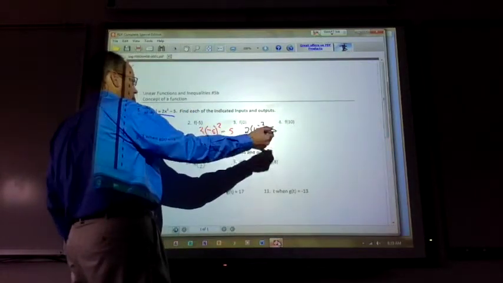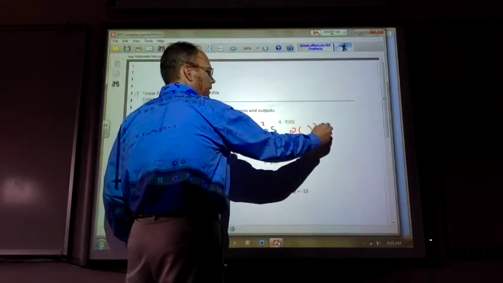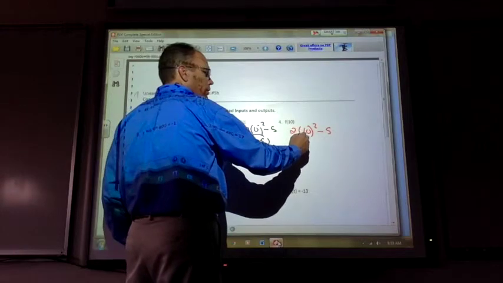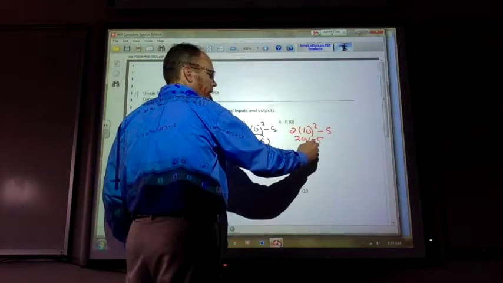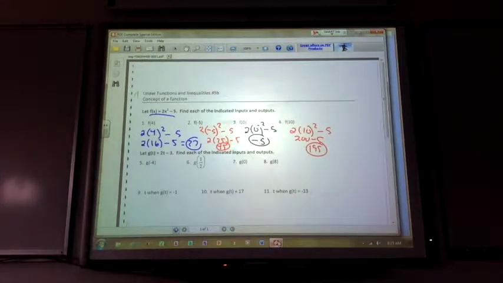And then plugging 10 in. Again, there was an x there originally. I'm now going to put a 10 there. 10 squared is 100, times 2 is 200. 200 minus 5 is 195. Okay? So again, you're substituting in the value that's given.